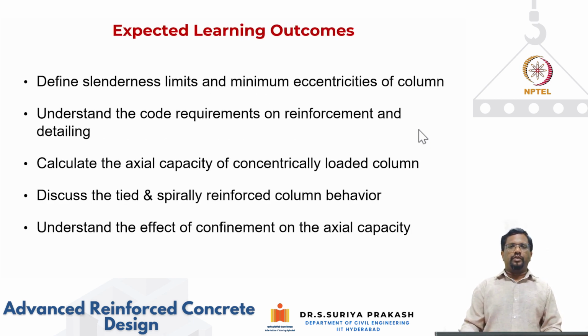Right. So after watching this video, the student is expected to learn about the limits of slenderness ratio that are specified in the IS code, and also what the minimum eccentricities are that need to be considered in design. Then he or she should be able to understand the code requirements on the minimum longitudinal reinforcement and the spacing between them. So the detailing aspects, we will talk about it. And then we will also see how the code procedure can be used to calculate the axial compression capacity of a concentrically loaded column.